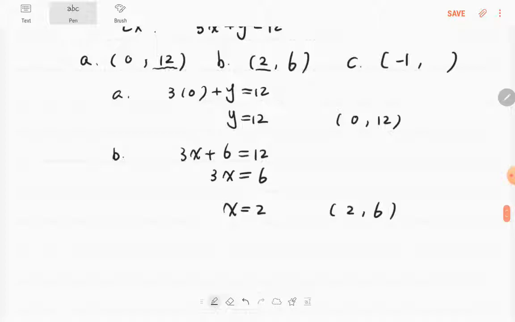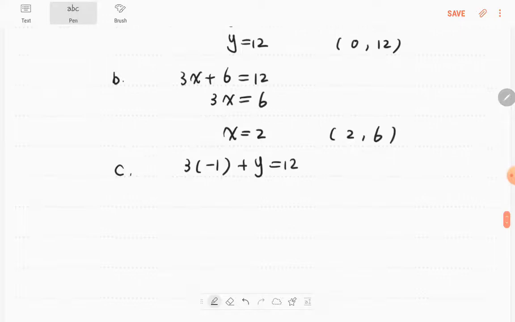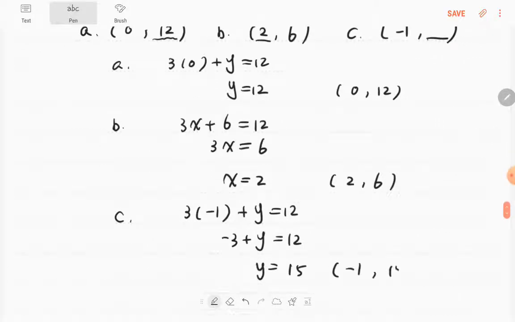Similarly, for part C, we need to find what's the second value. That is, we need to find the y value, and we already know the x value. So we use -1 to replace x, because -1 is the x value. And we copy the remaining part, plus y equals 12. So we want to solve for y, right? So we will get y is equal to 15. So we complete this pair, -1, 15.